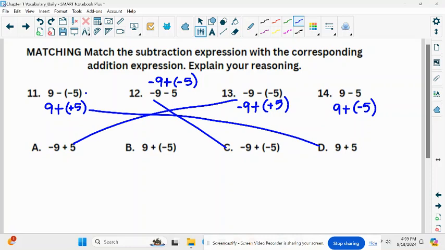Oh, what did I do wrong? Nothing. Here it is. Sorry guys. There it is. I was looking at it wrong. I was like, oh no, we didn't have one. But there's our answer. Okay?